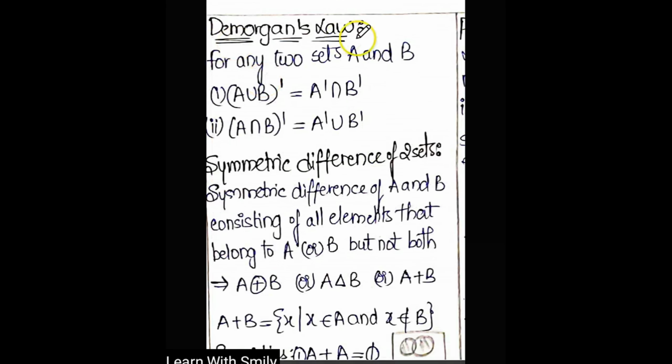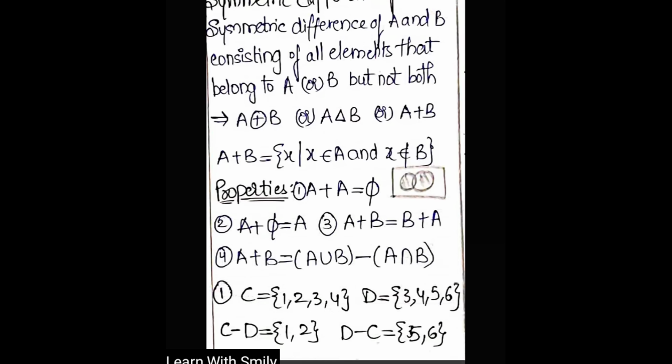Coming to De Morgan's laws, these are De Morgan's laws, and we are going to prove them, LHS and RHS, soon. The next operation is the symmetric difference of two sets. Let us consider A and B are two sets, and the symmetric difference consists of all the elements that belong to A or B but not both. It is represented as A plus B, or A triangle B. These can all be read as the symmetric difference of A and B.